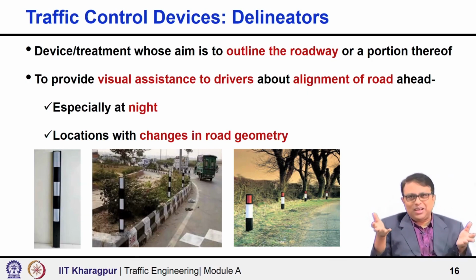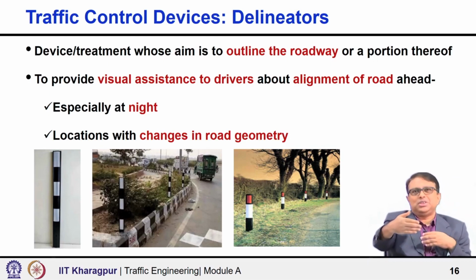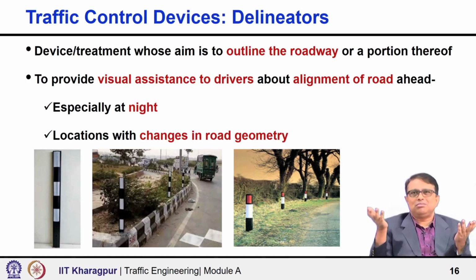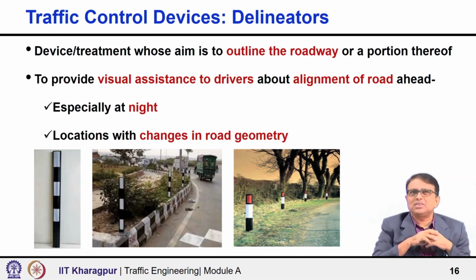At night time, it is all dark around. The road pavement, the bituminous pavement, in most cases is also dark. So you really do not know that the road is actually taking a turn, because you can only see the portion which is illuminated by the headlight. Beyond that, all looks dark. So, these are used to provide visual assistance to the driver about the alignment of the road ahead, especially at night and particularly at locations with a change in the road geometry: turning left, turning right, negotiating a horizontal curve, negotiating a vertical curve, and so on.